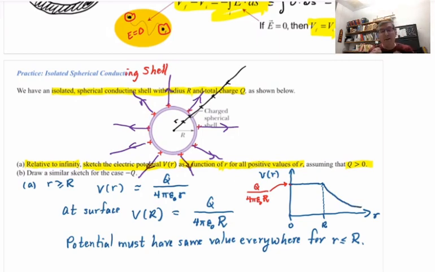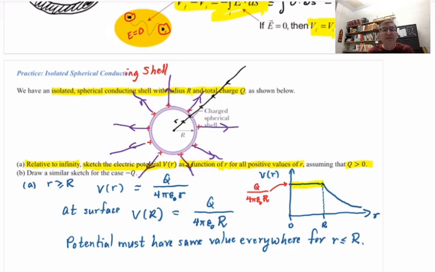Okay? So when you're outside, the shell looks like a particle. You've got Q over 4 pi epsilon 0 little r. And once you hit the surface of the shell and go inward, you're constant at Q over 4 pi epsilon 0 big R. Notice then that inside the shell, the potential is not 0, but the electric field is 0. Because the electric field is coming from the rate of change of the potential. And if the potential is constant in a region, then there is no electric field.